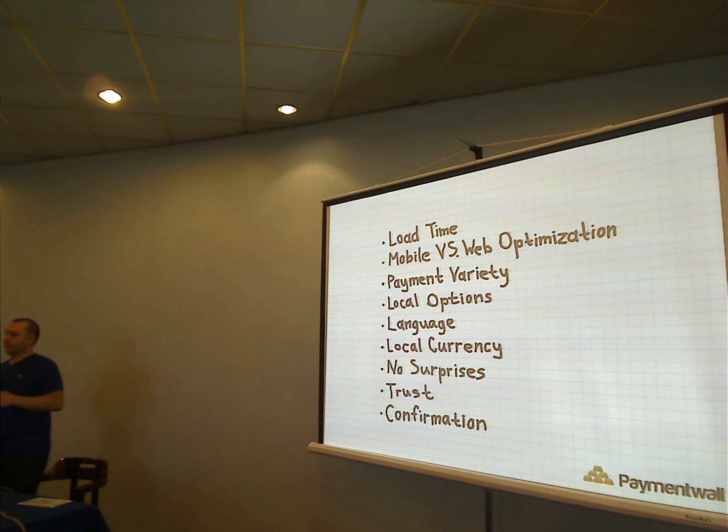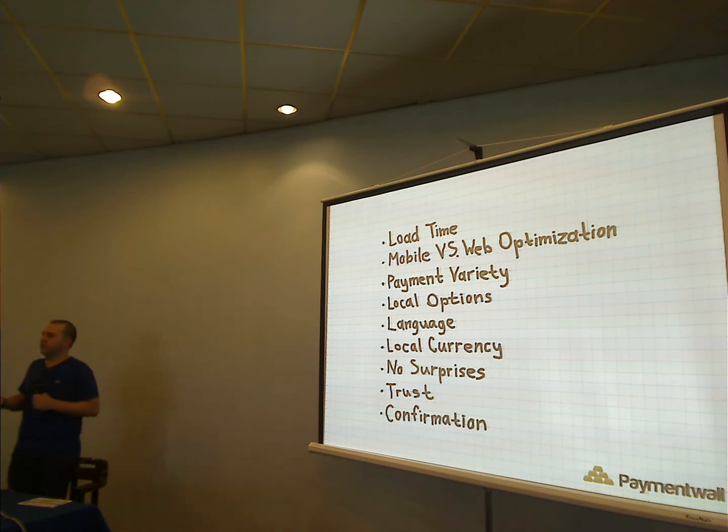Next one is local currency. So at that point of conversion, if you show the prices in some random currency that the users don't understand, you're not going to be able to get them to pay. Because they're not going to understand how much that thing costs. So they're not going to be able to do their evaluation and negotiation phases at that point in time. They're not going to understand what's going on.